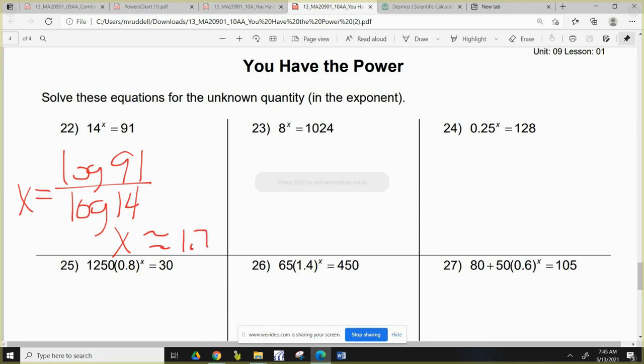If you have anything, you want to isolate that base and power first. For example, in number 26, you would divide both sides by 65 first, and then follow that change of base formula. In 27, you would subtract the 80, then divide by 50, and then go to our change of base. All right, you've got today and tomorrow to finish these.